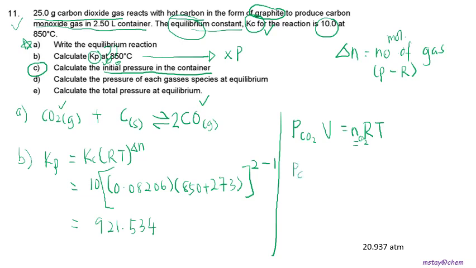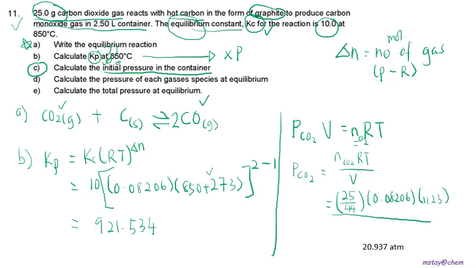So we rearrange this formula. The partial pressure of carbon dioxide will equal the number of moles of carbon dioxide times RT over volume. So how can we get the number of moles of carbon dioxide? In this question, they do not give us the number of moles, but they give us the mass of carbon dioxide. So we are going to use 25 over 44, which is the number of moles, and then R again is 0.08206, and then the temperature 850 plus 273 is 1123 Kelvin, over the volume. The volume given here is 2.5 liter. So after you press the calculator, you will be able to get the answer.